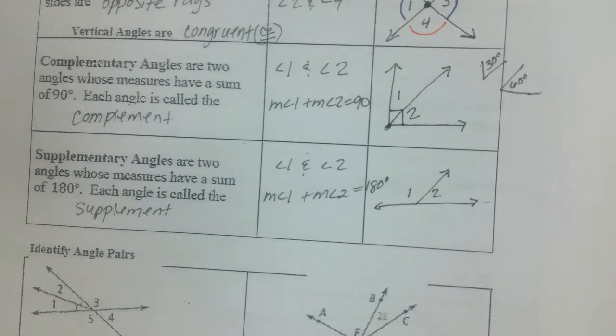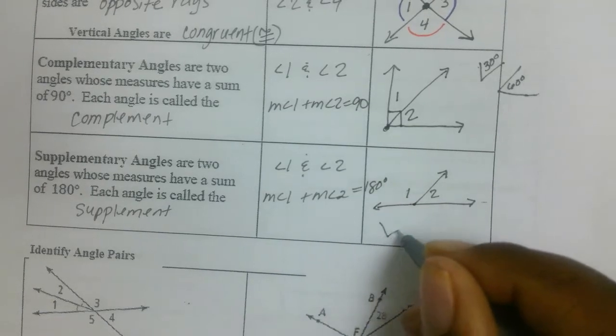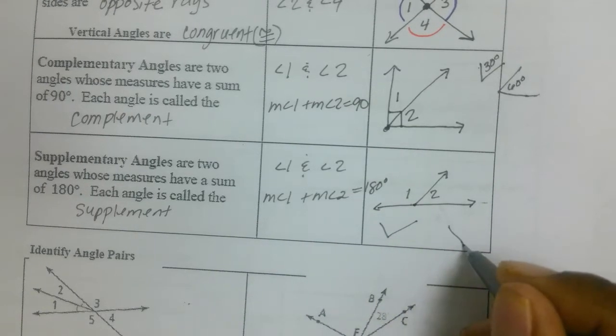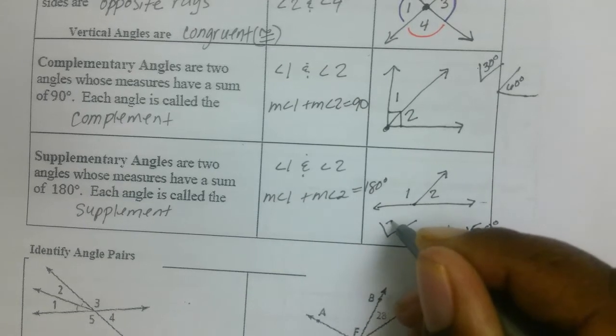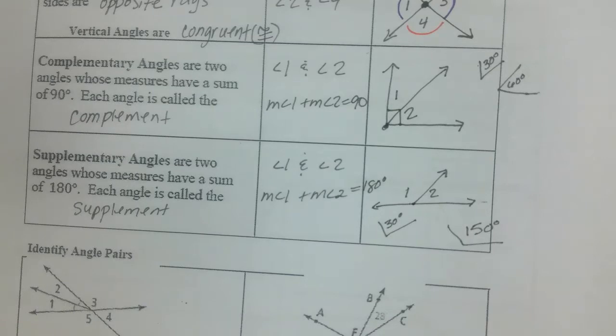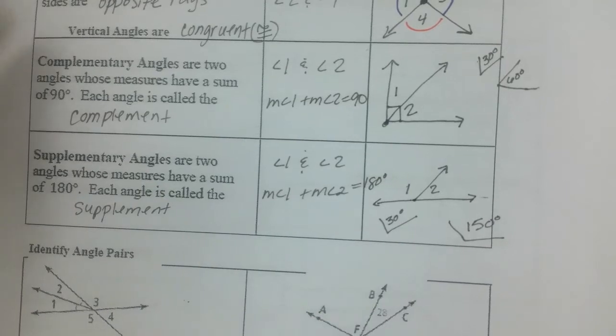Now again, this does not mean they have to be adjacent. The two angles do not have to be attached. I can draw two separate angles. I can tell you this is 150 degrees and this is 30 degrees. Even though they're not touching, even though they don't share a common vertex or anything, they are still supplementary to each other because when I add them together, they equal 180. Okay? So when two angles add together to equal 180, they are supplementary.